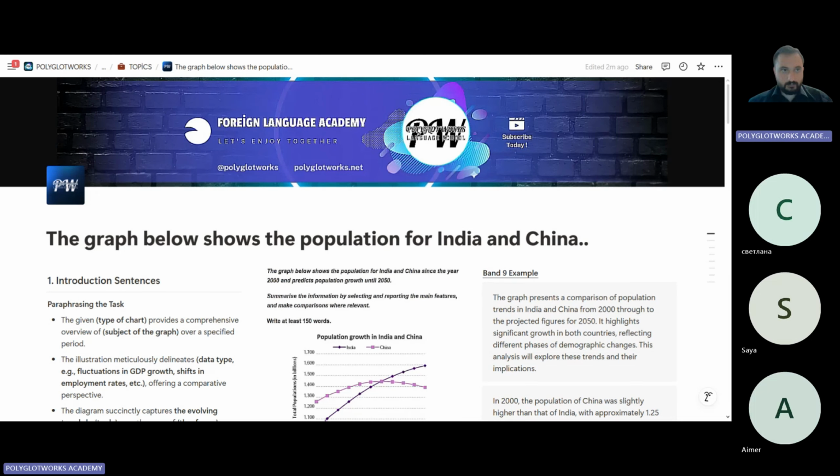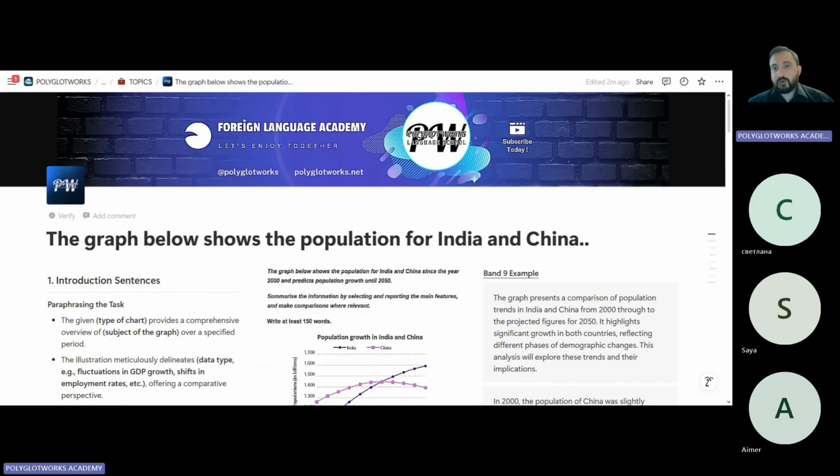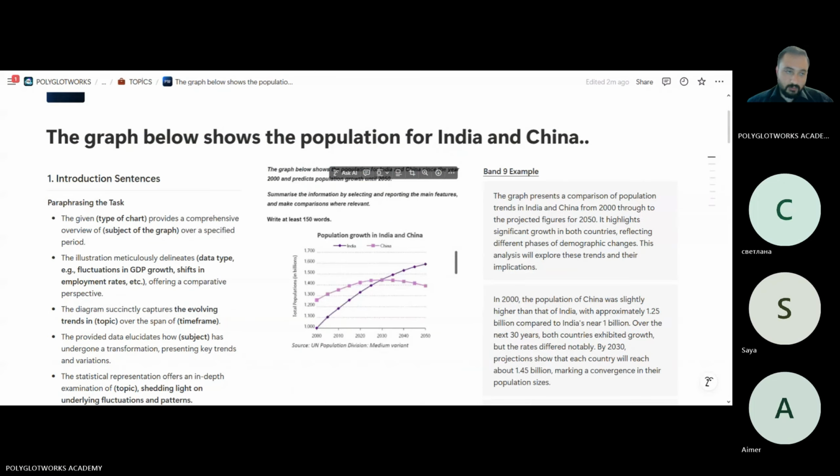So let's move on. Today's topic is about one line graph about the population for India and China with past, present, and the future. First of all, everybody can see the graph clearly and the letters. Maybe because of your computer screen, it will be some small. Is it clear? Yes, everybody's clear. Okay, so let's start.